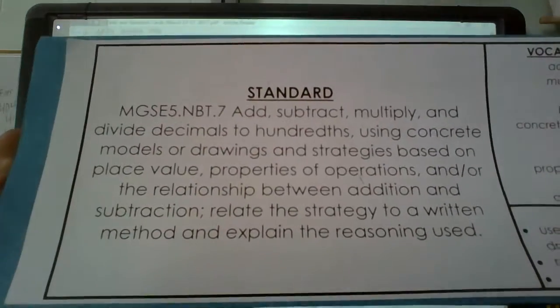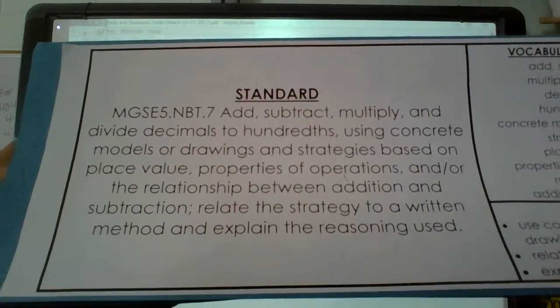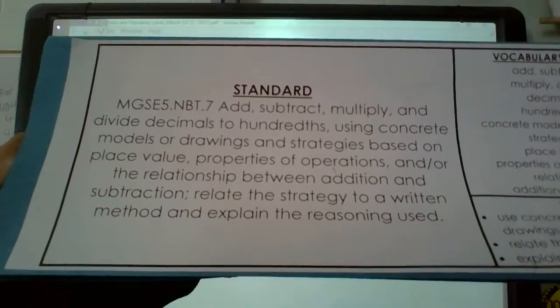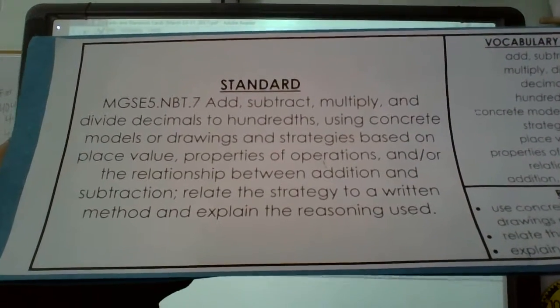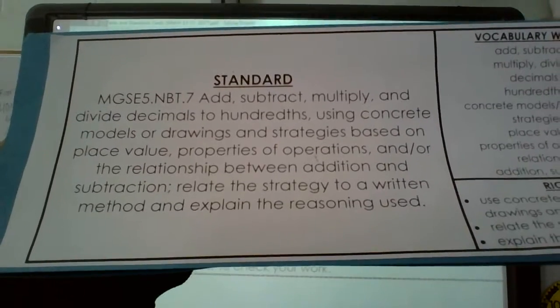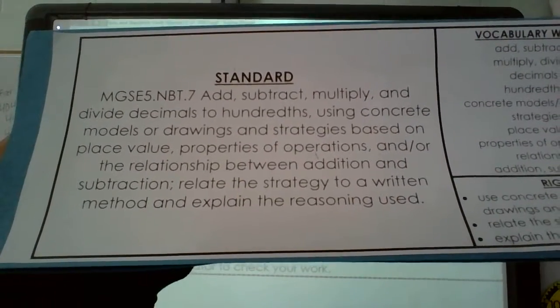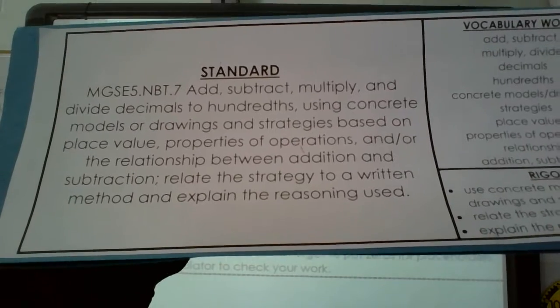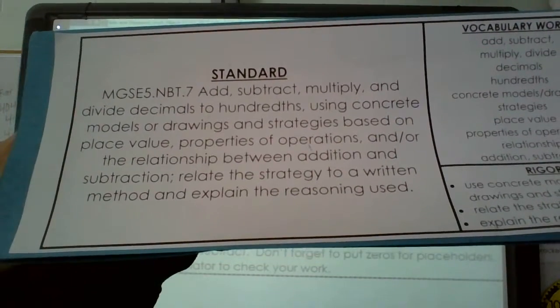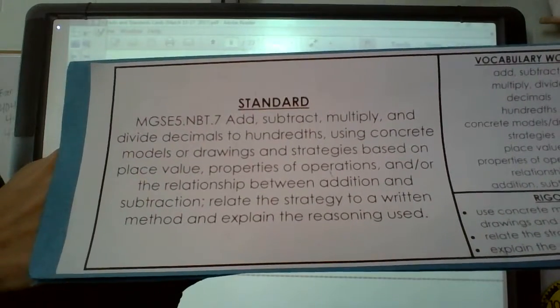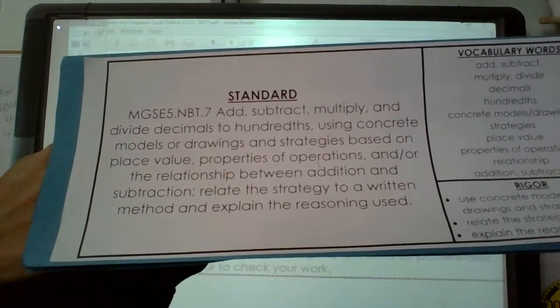Can you see that? All right, the standard is MGSE5.NBT.7. Add, subtract, multiply, and divide decimals to hundreds using concrete models or drawings and strategies based on place value, properties of operations, and/or the relationship between addition and subtraction. Relate the strategy to a written method and explain the reasoning used.